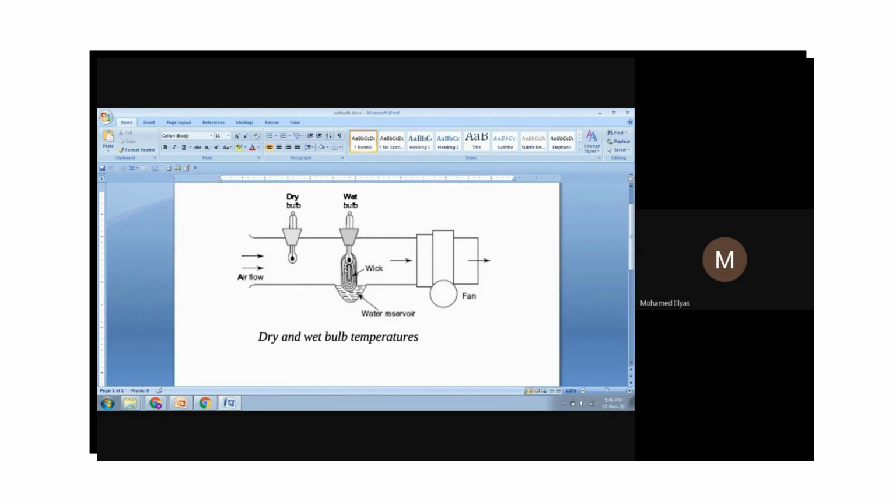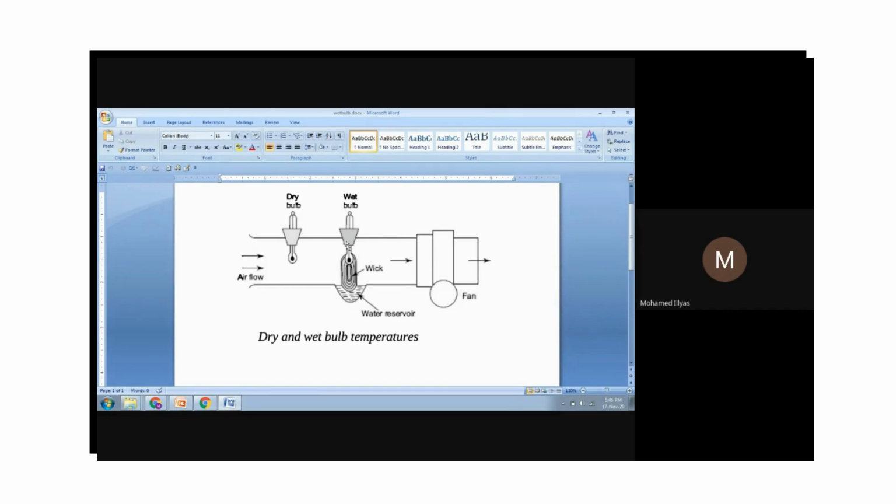The same thermometer is covered with a wet cloth. When the air is passing through, obviously your wet bulb temperature will always be lower. For example, the actual temperature is 30 degrees Celsius, only this thermometer is showing 30 degrees Celsius. Here the water is surrounded by the wet bulb here. So the wet bulb temperature will be relatively lower. Maybe it may be showing around 22 degrees Celsius.